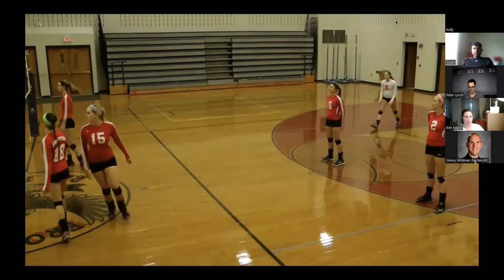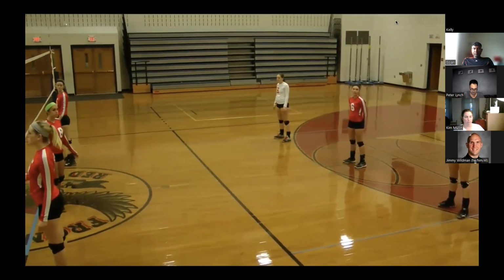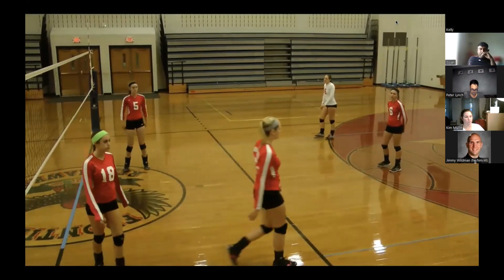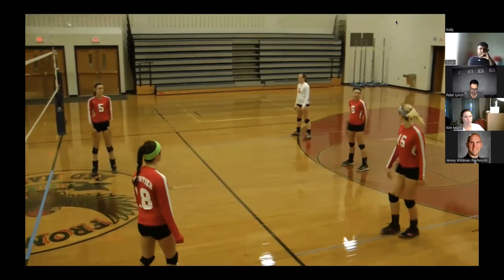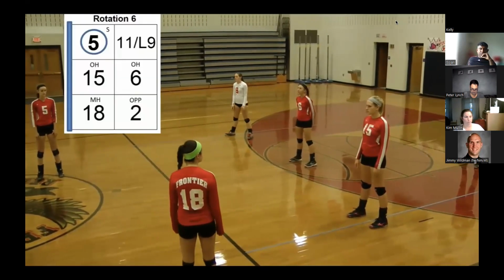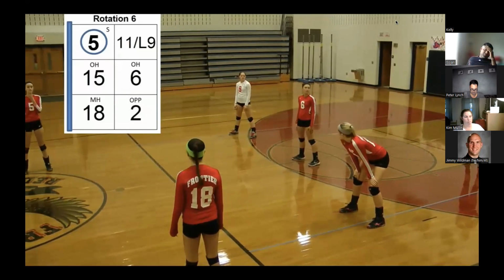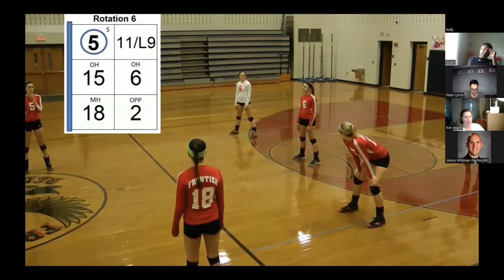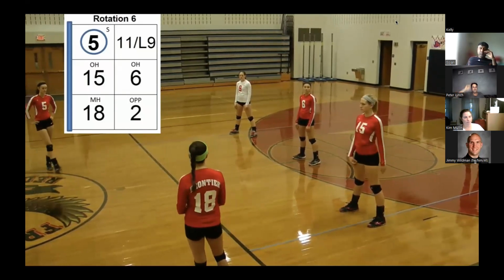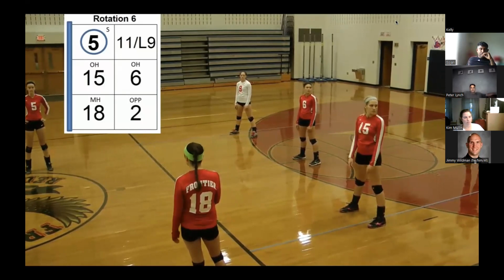Great job. Okay, so now they sided us out. Now we're in row 6. Serve, receive. Serve, receive. Same 3 people, 15, 6, and libero. Grace, you got to be over to the left of Grace, roll a little bit. So 18 is left front. 15 is middle front. Number 5 is right front. Okay, and then back row, you got libero right back, 6 middle back, and 2 left back.